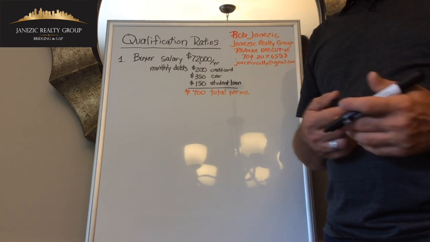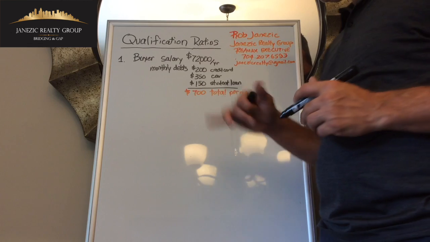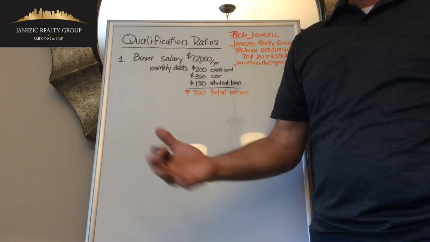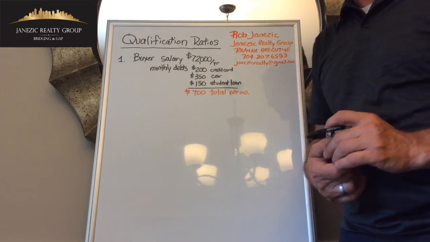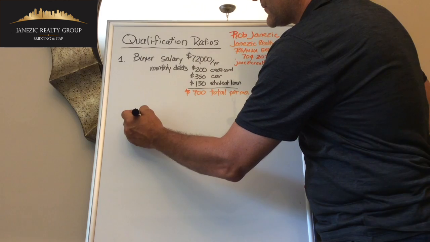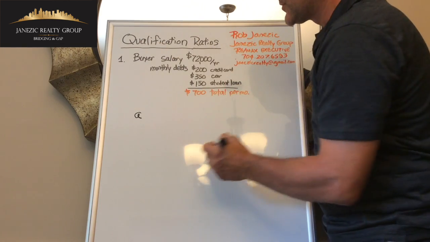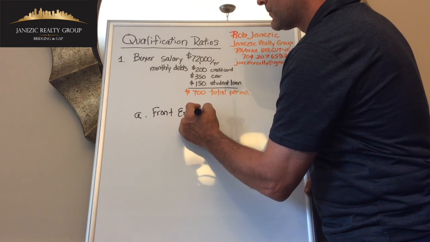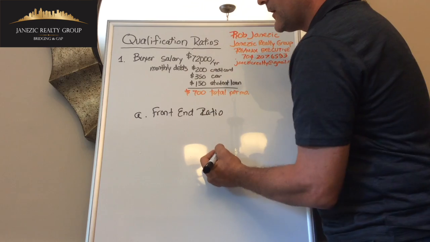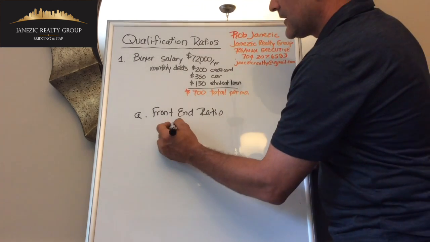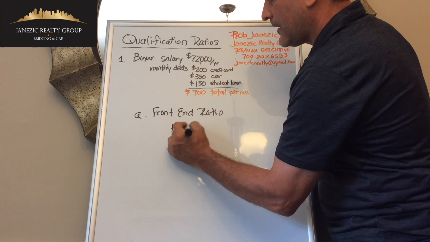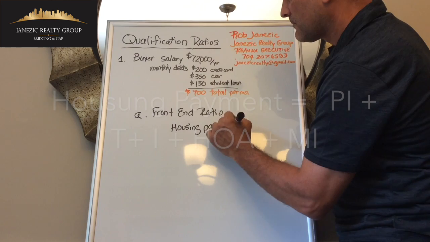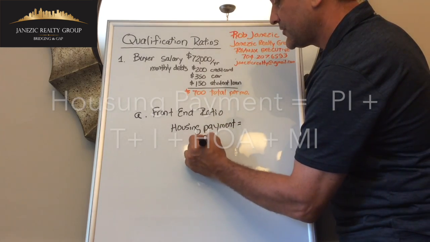So first step is to determine, for this given income and these debts, what's the maximum housing payment that we should be able to afford? So the way the banks do that, they do it with the qualification ratios, and one of them is called the front end ratio. And what it says is that your housing payment, and let's define housing payment, is equal to your principal and your interest.